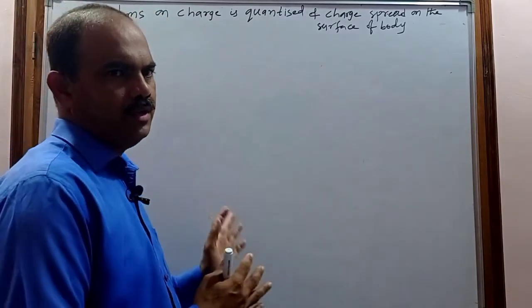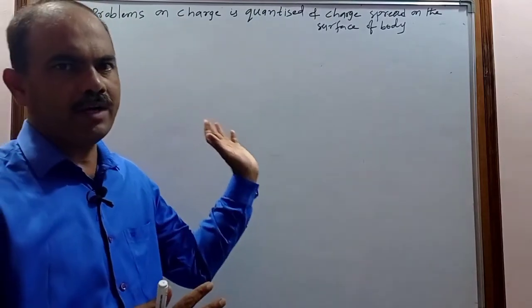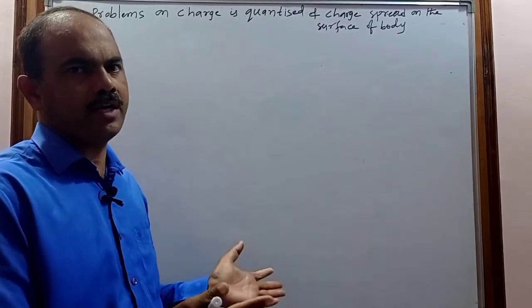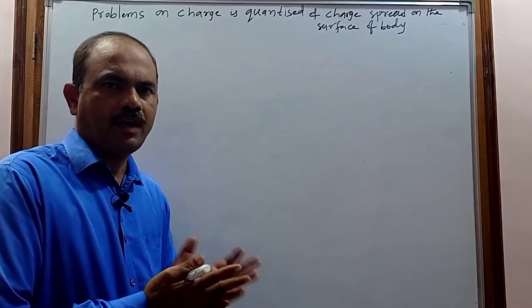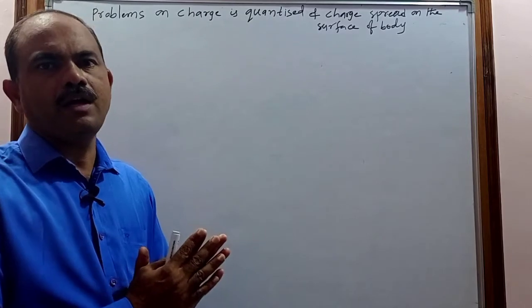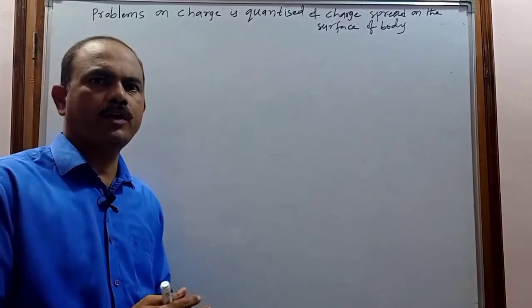Now in this class I am going to explain some problems on charge is quantized, as well as where charge can be spread when it is given, which is only on the surface of the body, and what electrification is and in how many ways we can do electrification. So in this class we are going to learn these.